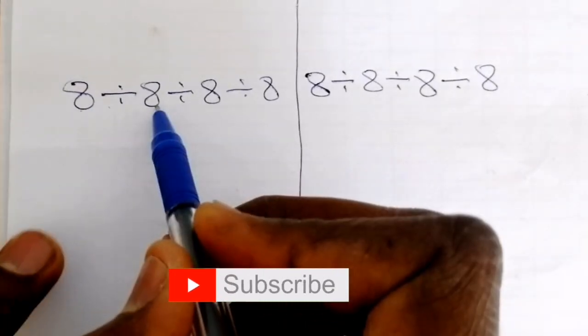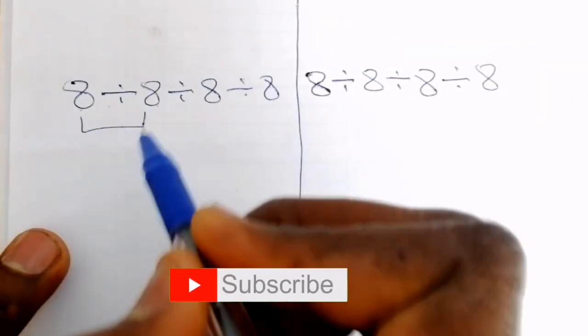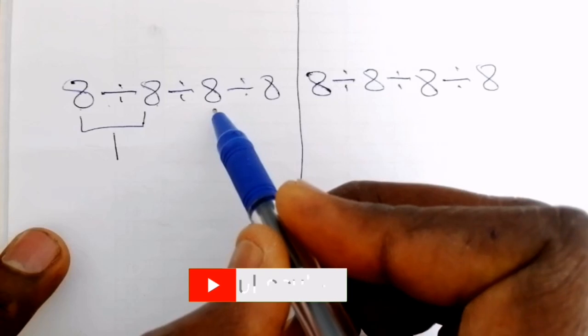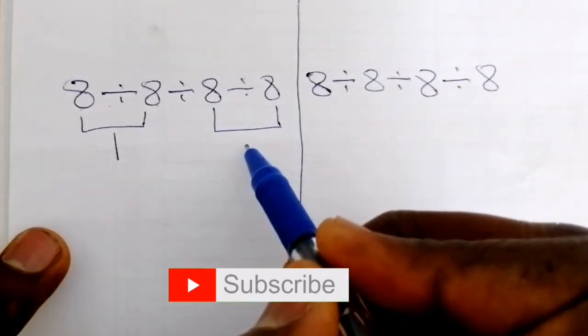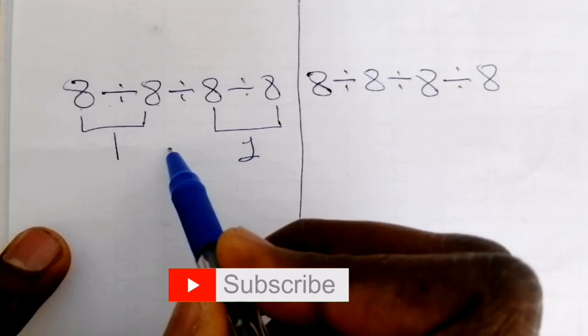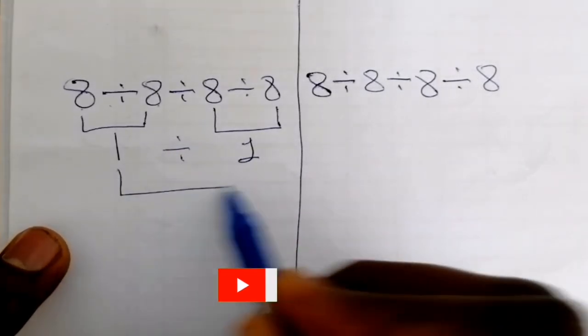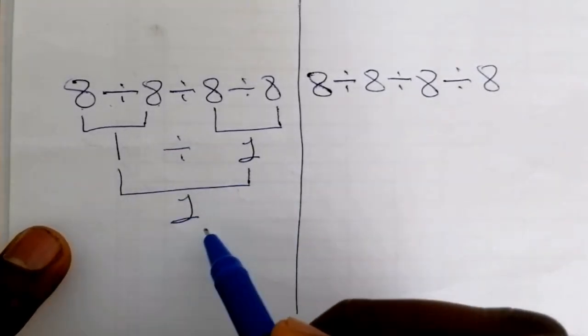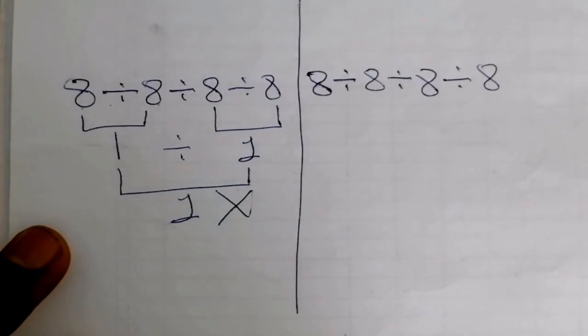8 divided by 8, which equals 1. Then 8 divided by 8, which equals 1. Okay. Then 1 divided by 1, which equals 1. But this is not the correct answer.